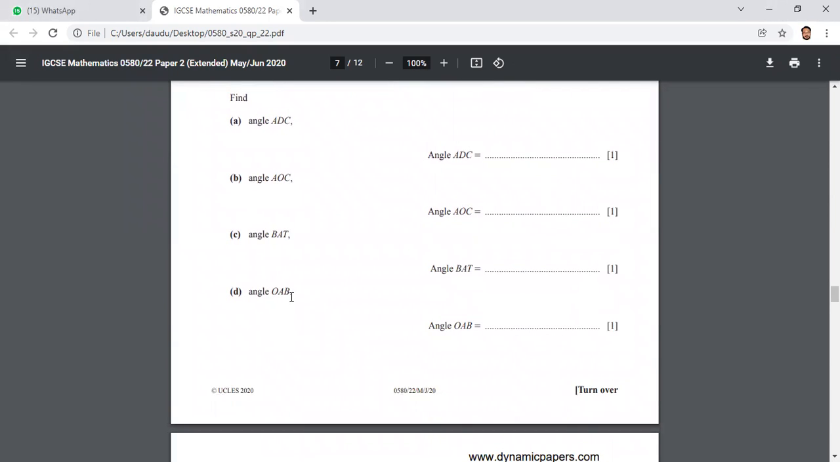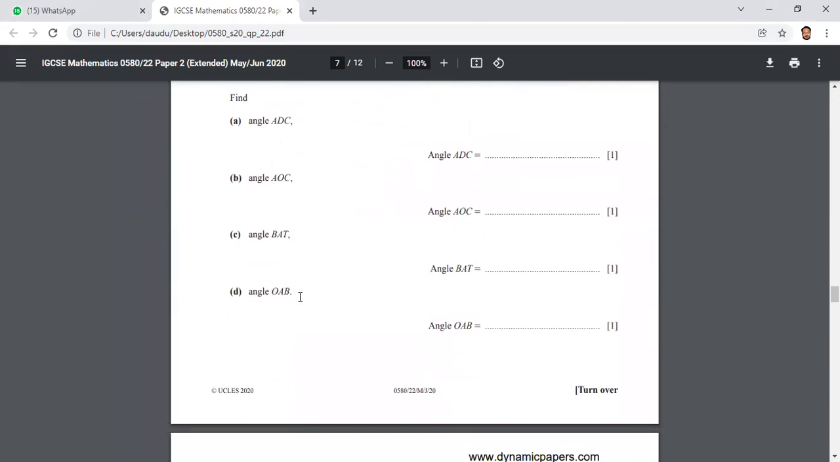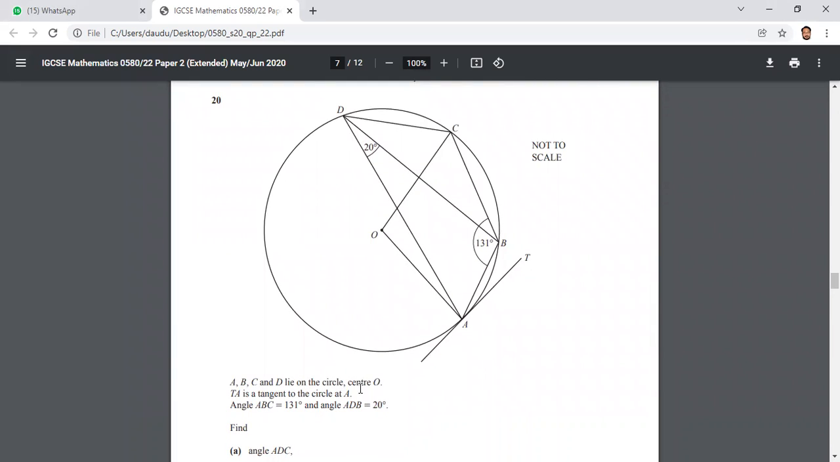It is angle OAB. I will say again, OAB. Okay, so angle OAB. We check OA down here, this one. They want angle OAB. One more thing: AO represents the radius. So the angle between the radius and the tangent line is always 90 degrees.